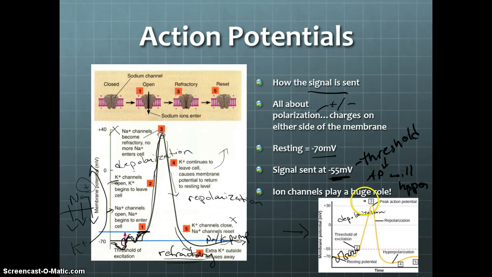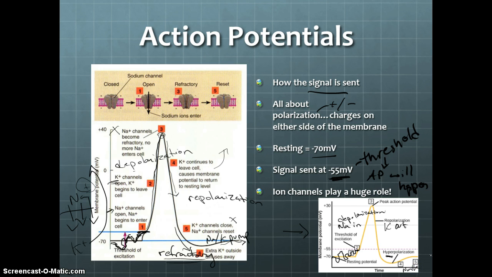So depolarization was when the sodium was coming in. Repolarization is where the potassium is going out. That repolarization actually happens too much. It goes below resting potential, causing hyperpolarization. And then the sodium-potassium pump resets everything back to normal.